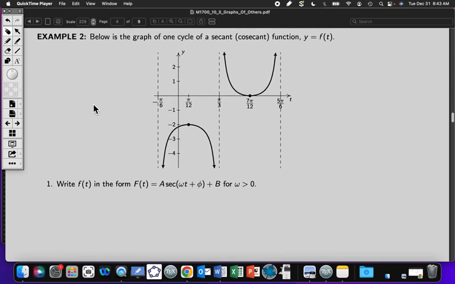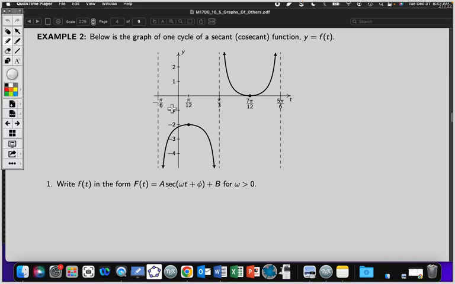So example 2, here's a graph, come up with a secant and a cosecant function that could model that graph. So first let's start off looking at some of the characteristics we can see right away. If I wanted to figure out what the period is, remember that's going to be the length of this interval. So it goes from minus pi over 6 to 5 pi over 6. So that's a length of pi. And if you don't see that right away, just subtract the endpoints. You're going to get 6 pi over 6, which is pi.